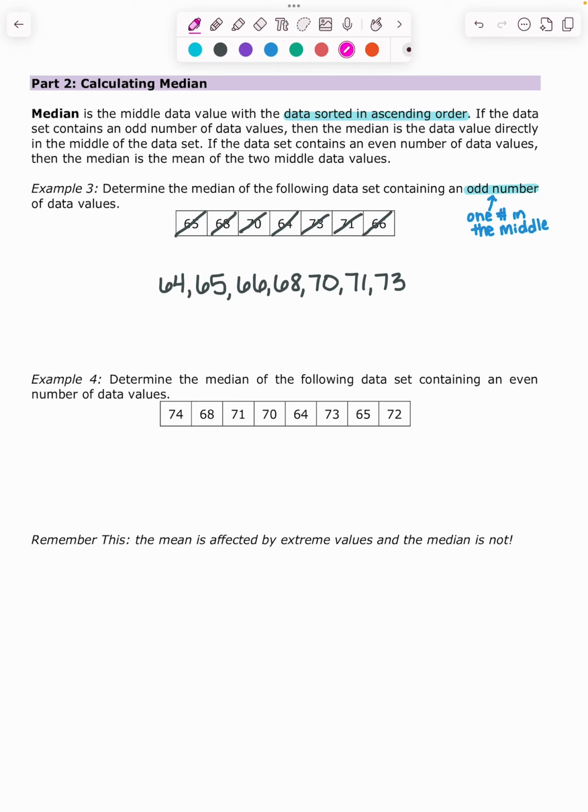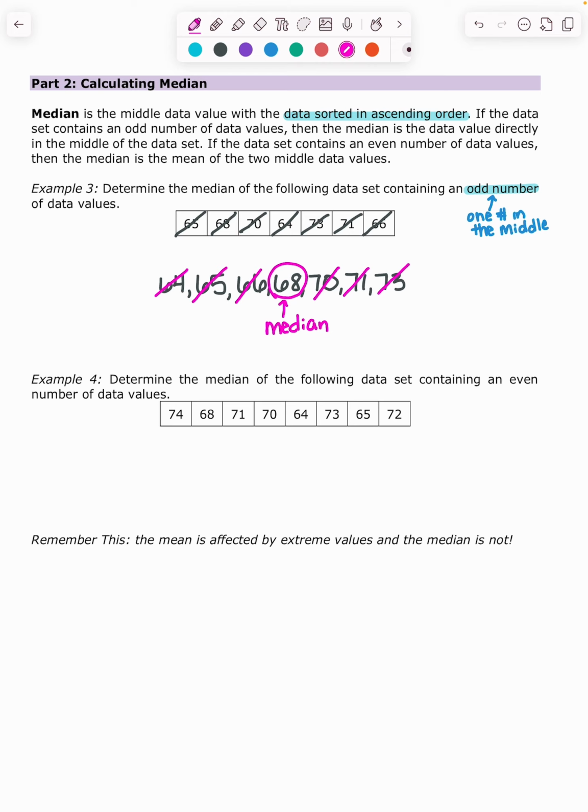All right, so the crossing out method. What I'm going to do is cross out one number from each side until I'm left with one number in the middle. So cross one out from the left, cross one out from the right. Left, right, left, right. And here is my one number in the middle. That number is the median. It is the middle number.